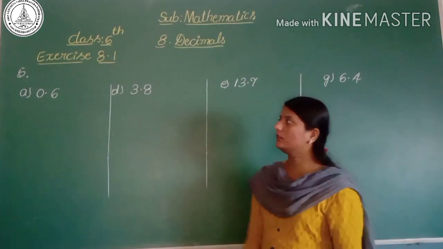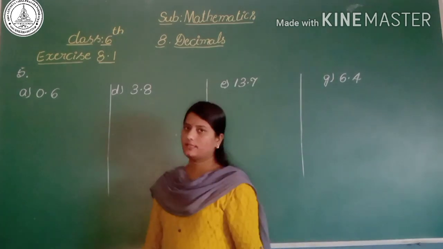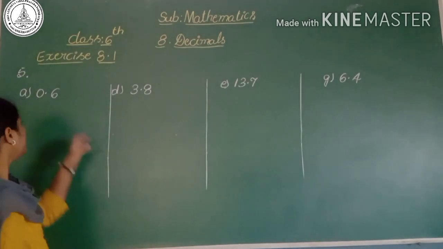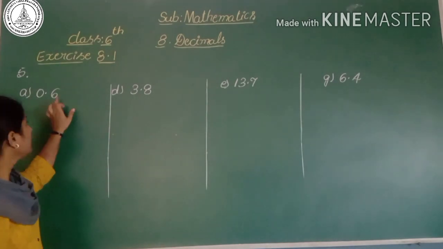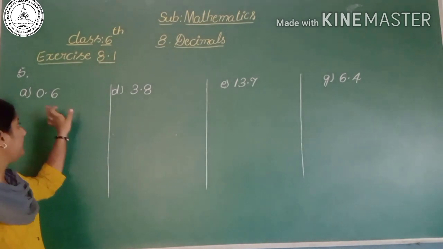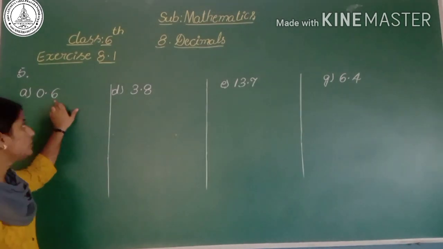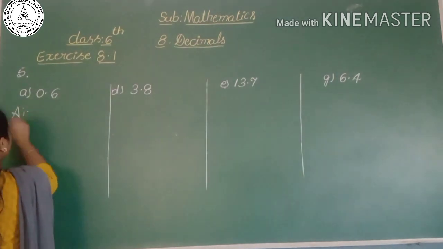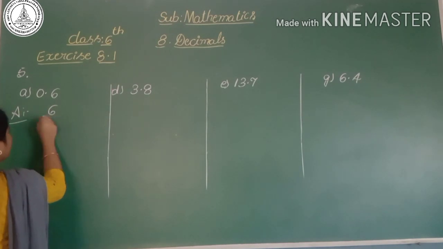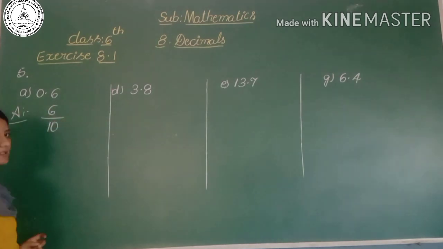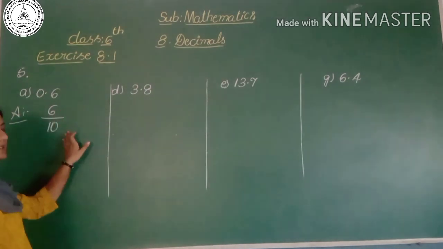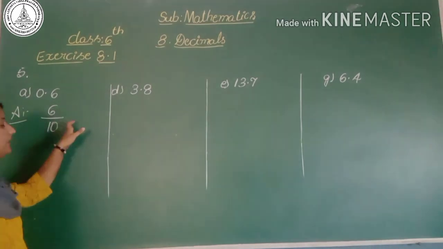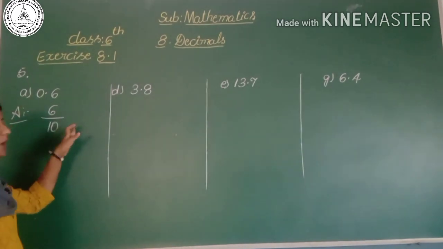Then I will take you to the first question, 0.6. How can we write this 0.6 as a fraction? We know that 0.6 can be read as 6 tenths, because 6 is in the tenths place. So the answer can be written as 6 tenths. Here it is 6 tenths. It can be reduced to the simplest form, the reduced form or the lowest form.